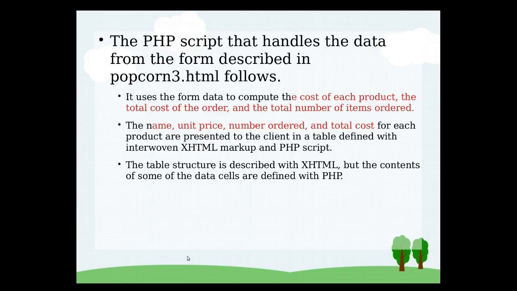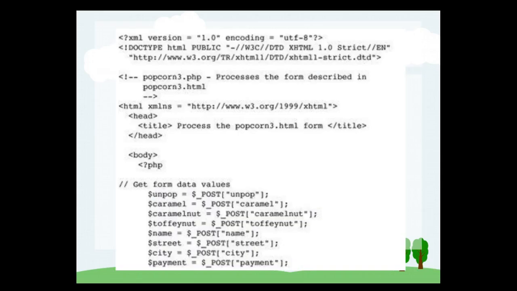Next, PHP. We are going to see the PHP script file which handles the data contained in this form. It uses the form data to compute the cost of each product, the total cost and the total number of items ordered. It displays the output of cost of product, total cost, total number of items ordered, along with the name of the customer, the name of the product, unit price, number ordered, etc. Now let's see the file.